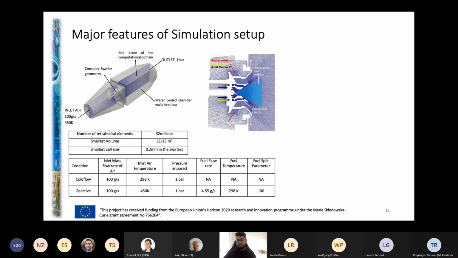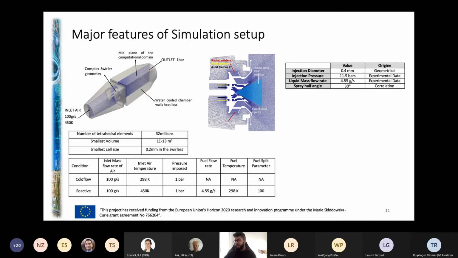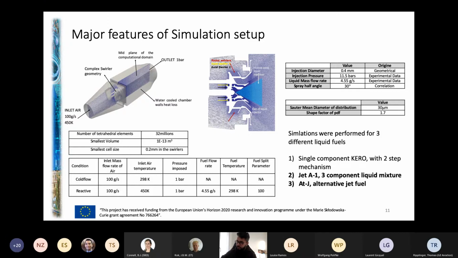The injection itself was one of the topics to study, but the data is very hard to come by. So we use the standard models for injecting a hollow cone liquid spray, using a standard Rosin-Rammler distribution. And these simulations were done for 3 fuels. The first was a single component kerosene representation with 2-step chemistry that forms the basis from which we can move on to more complex fuel representation.